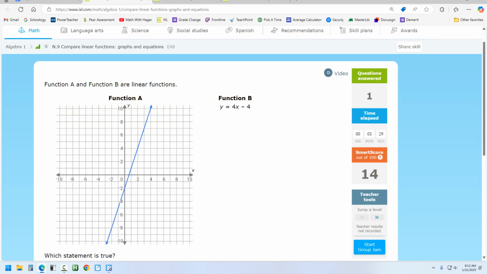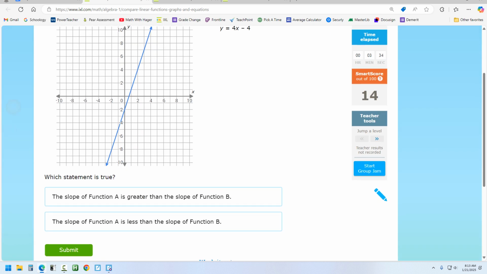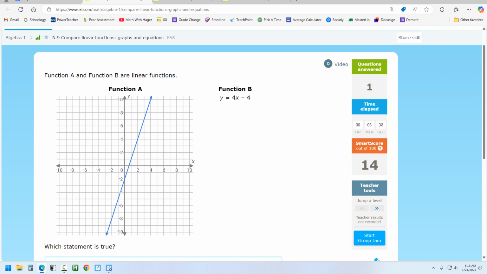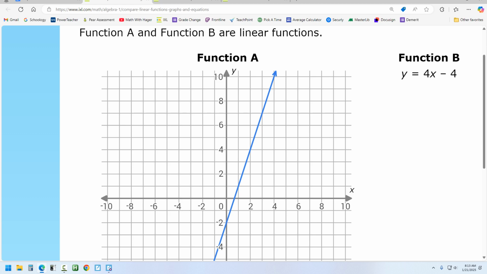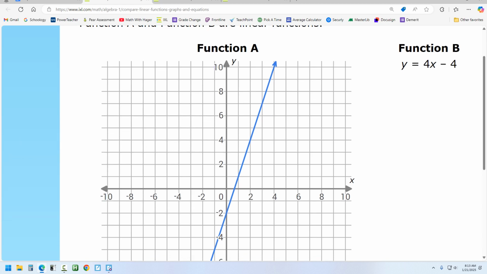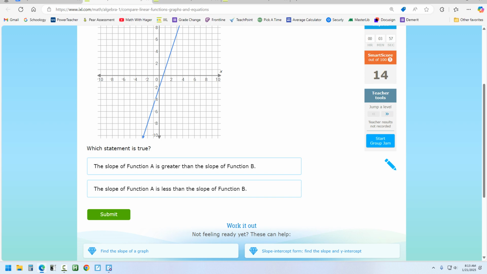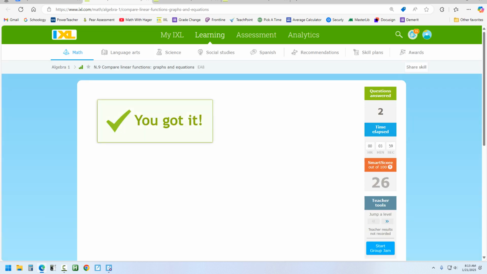All right. And that one looks pretty similar. Again, they're just asking a question about slope, so let's try it. So the slope of A, if I go up 1, 2, 3, and I go right 1, the slope of A is 3. Who can tell me the slope of B? Yeah. 4. So the slope of A is less than the slope of B. The slope of A is less than B.